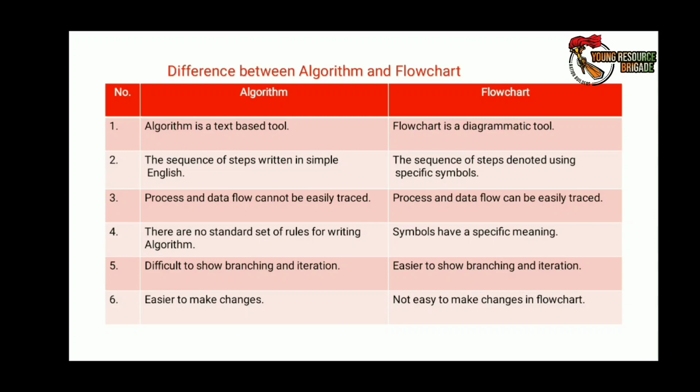When you use a flowchart, it is easy to show branching and iteration using flow lines, and the flow is easily maintained. Then the sixth difference: in an algorithm it is easier to make changes. Whenever you add a step or subtract a step, it is easy for an algorithm as compared to a flowchart. It means you cannot make changes easily in flowcharts. It is hard to add or subtract a symbol. Adjustment of flow lines is hard when you are thinking of large programs.